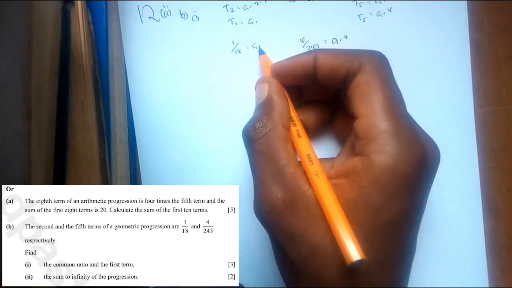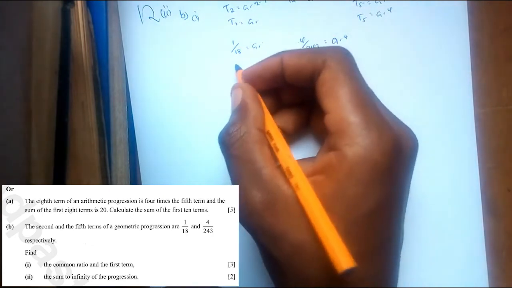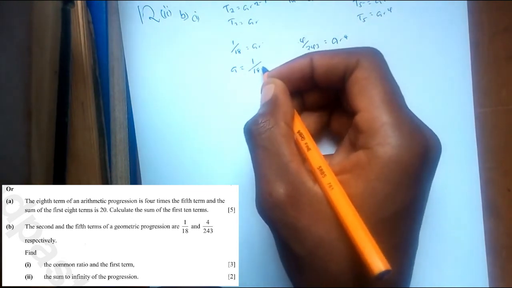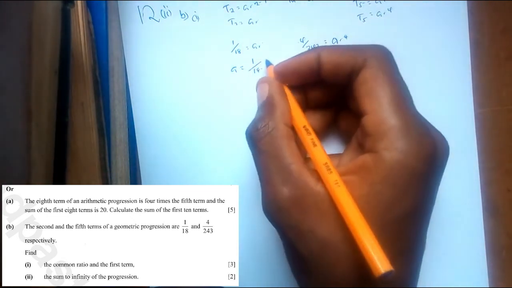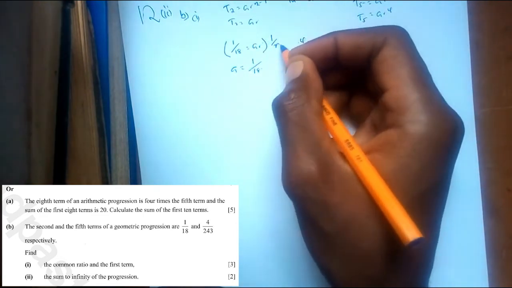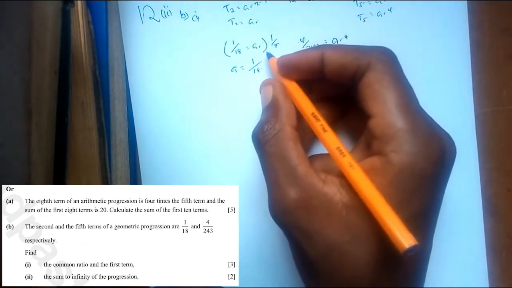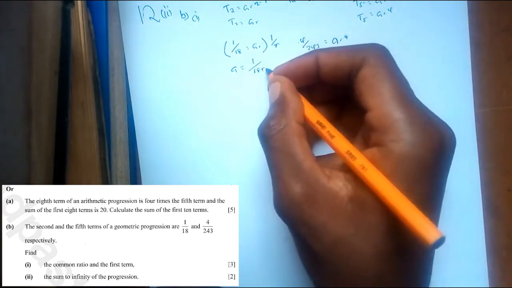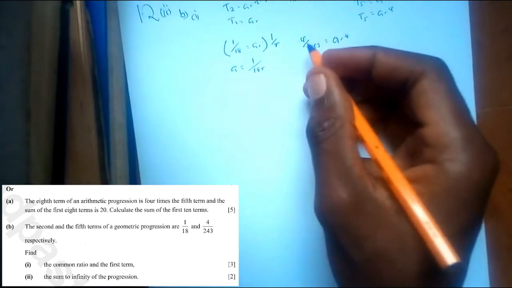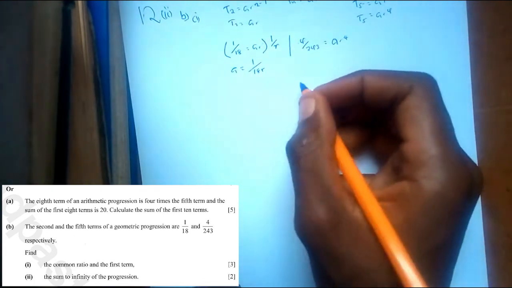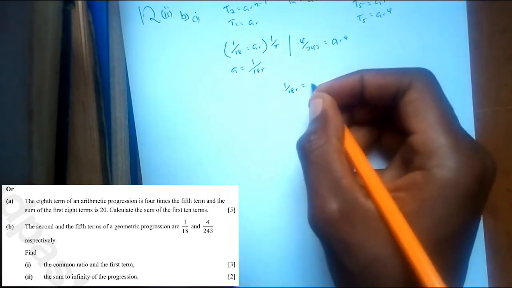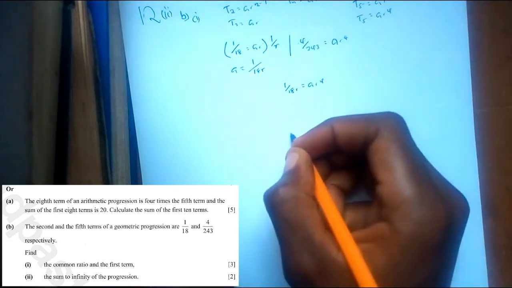Okay, let's make a the subject of the formula. So a is equal to 1 over 18. And then to make a the subject of the formula, we just multiply by 1 over r. So we multiply this by 1 over r, that will be 1 over 18r. So we now substitute in this equation.